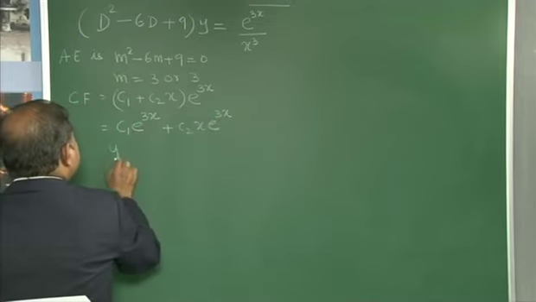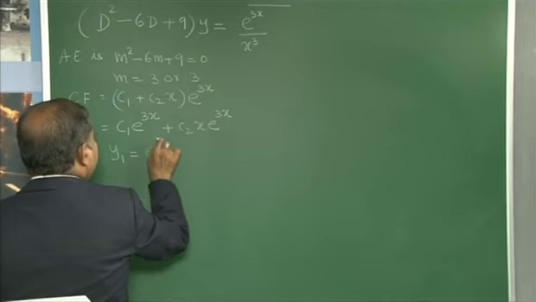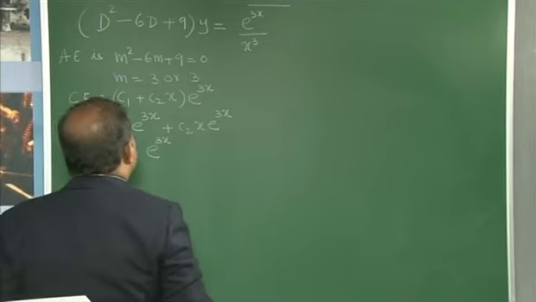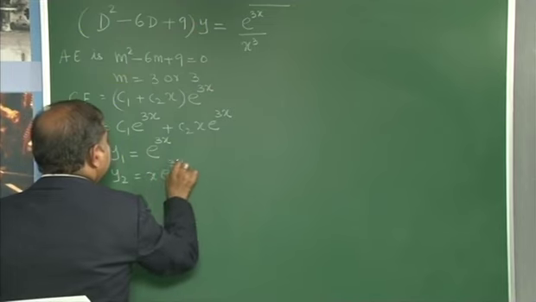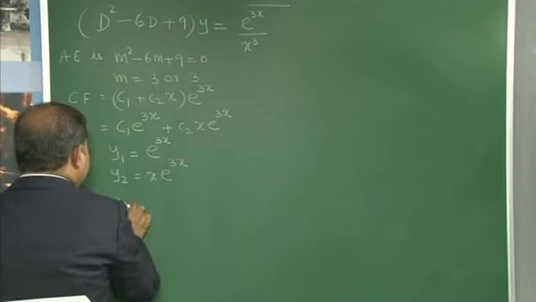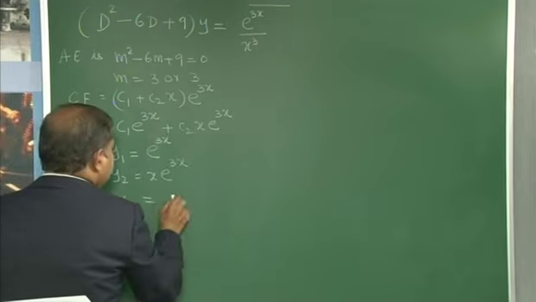Now, what is your y1? It is e power 3x. What is your y2? It is your x e power 3x. What is my capital X? Right hand side, e power 3x by x cube.